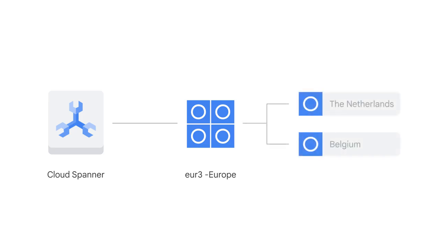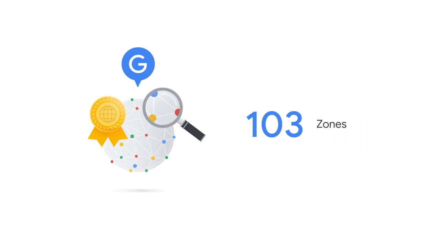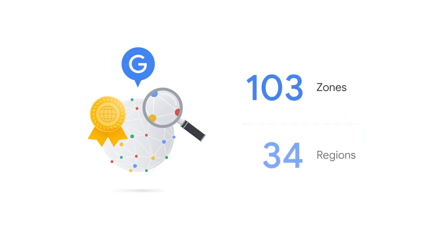These additional replicas enable you to read data with low latency from multiple locations close to or within the regions in the configuration, like the Netherlands and Belgium. Google Cloud currently supports 103 zones in 34 regions, although this number is increasing all the time. You can find the most up-to-date numbers at cloud.google.com/about/locations.